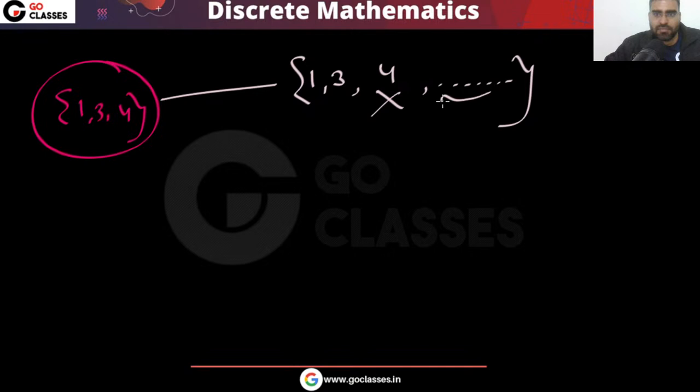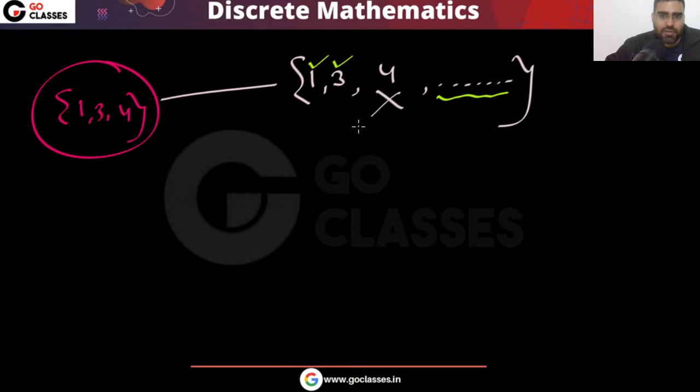Remaining, you can take anything. Yes or no? Correct or not? See, you are taking 1, 3. You cannot take 4. If you take 4, then they will not be adjacent. They will not have exactly 2 common elements. If you take 4, then they will have 3 common elements. But we want exactly 2 common elements.